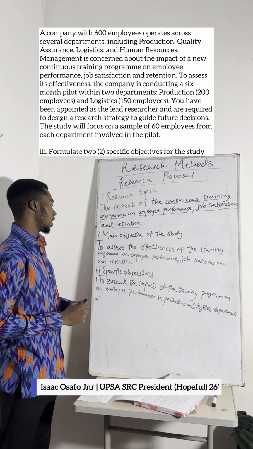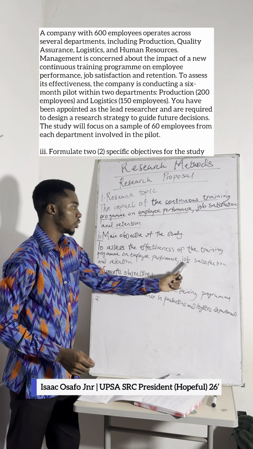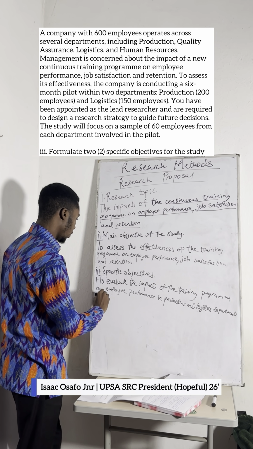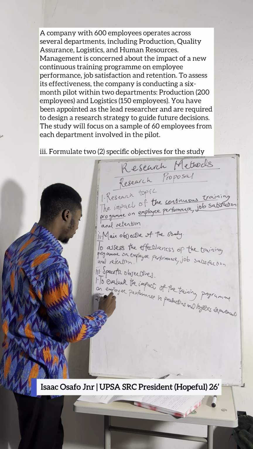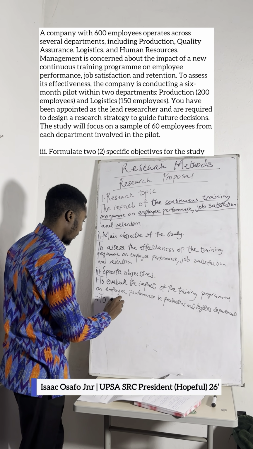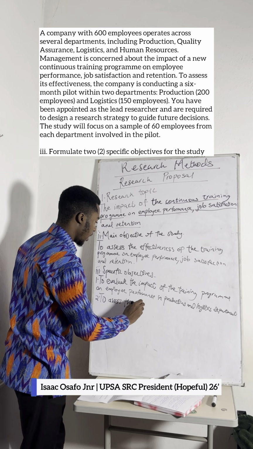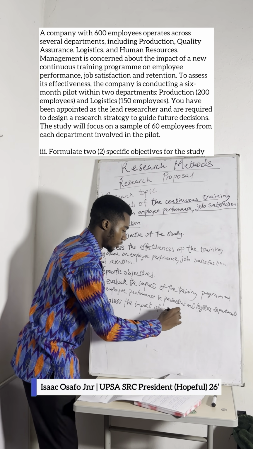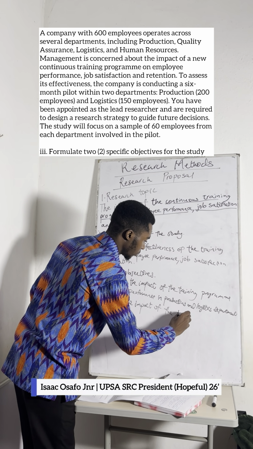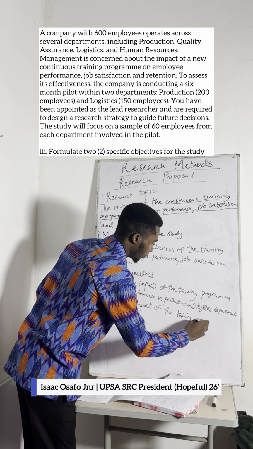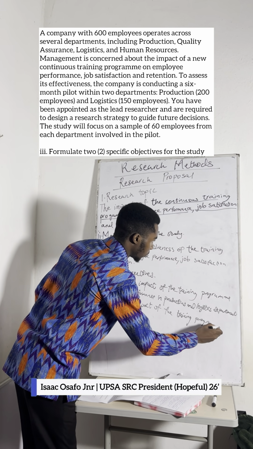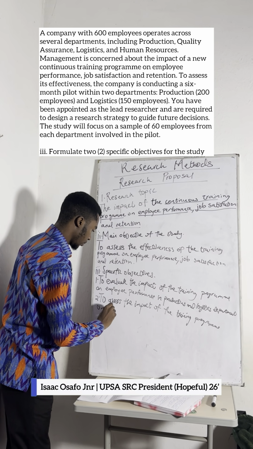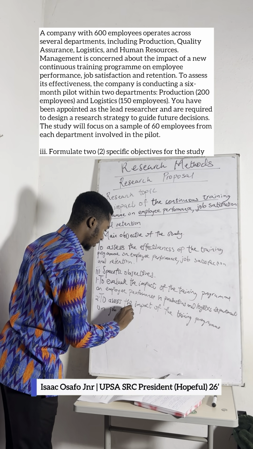So now the second one, the second specific objective. This one, the first one I spoke about the employee performance. Now I can talk about job satisfaction or even retention. So I can say to analyze or to, let me just use assess. So to assess the impacts of the training program on, so let me use job satisfaction, on job satisfaction.